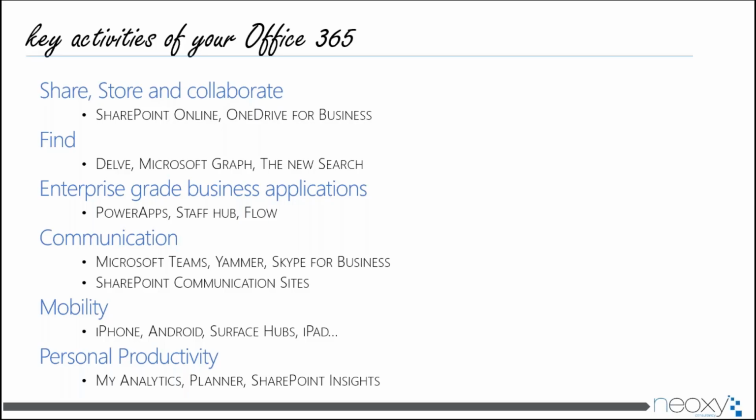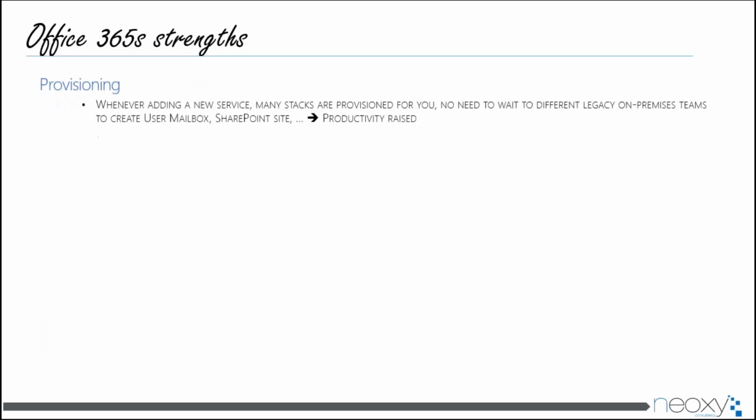Whenever I check the 6 pillars I mentioned for being productive in Office 365, they fit perfectly in Office 365. From SharePoint to OneDrive, from Graph to Delve, from Power Apps to Planner and SharePoint insights. So Office 365 is a great place to be productive. But Office 365 has good and bad things at the same time. So let's have a look at the strengths of Office 365 today in being productive.